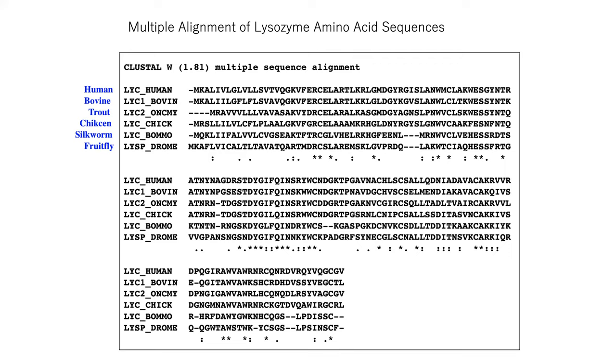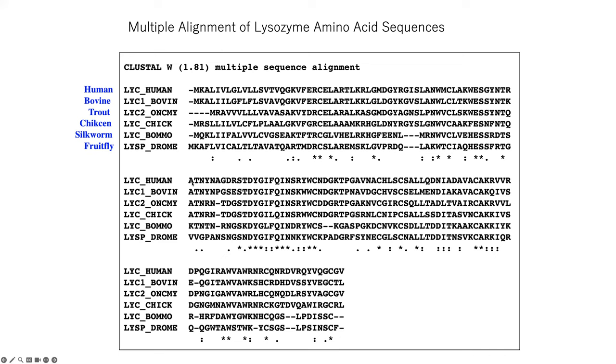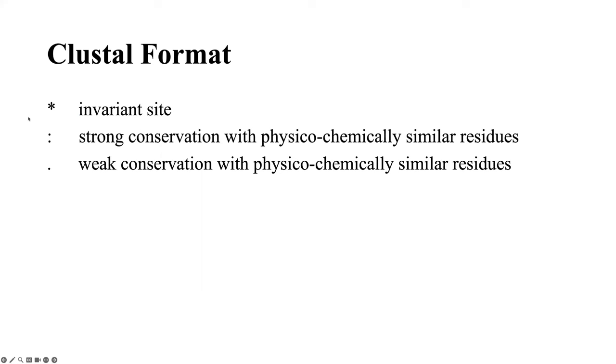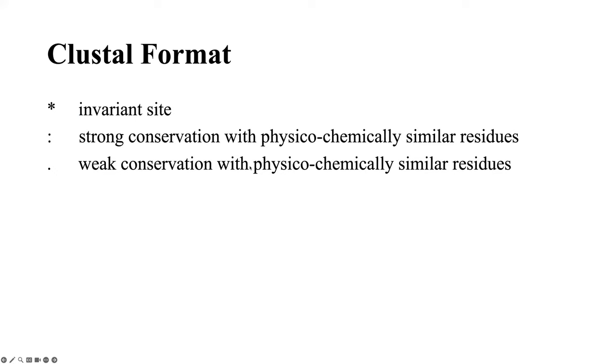I explained the first format here, but there are several different formats to express the multiple alignment. This expression is called cluster format. In the cluster format, several symbols are shown at the bottom of the alignment: colon, dot, and asterisk. Asterisks indicate the invariant site, and the colon indicates strong conservation with physicochemically similar residues.